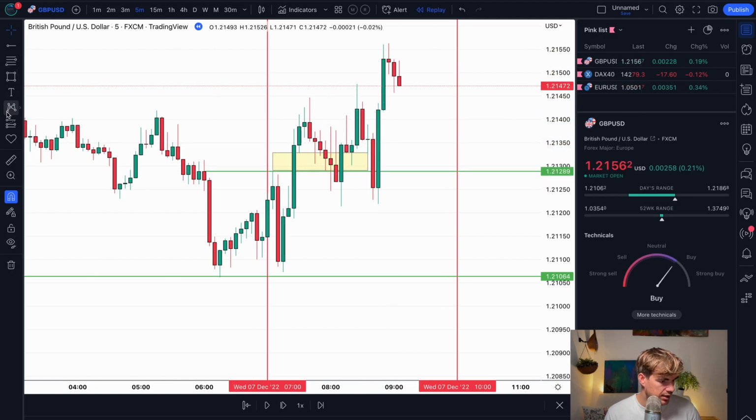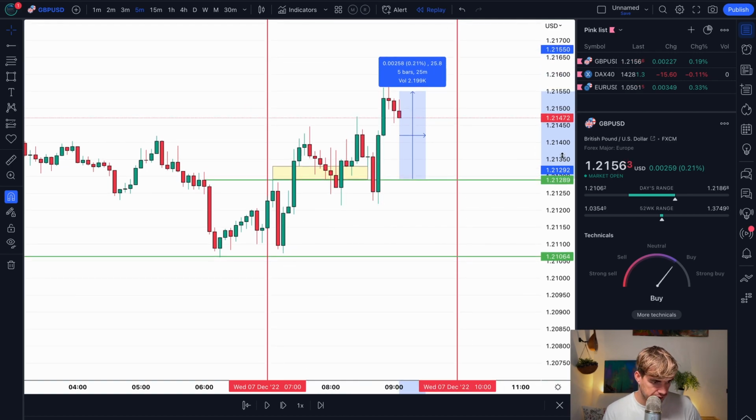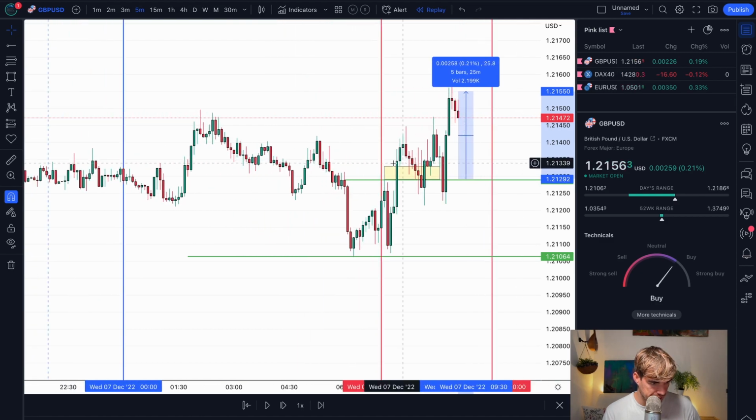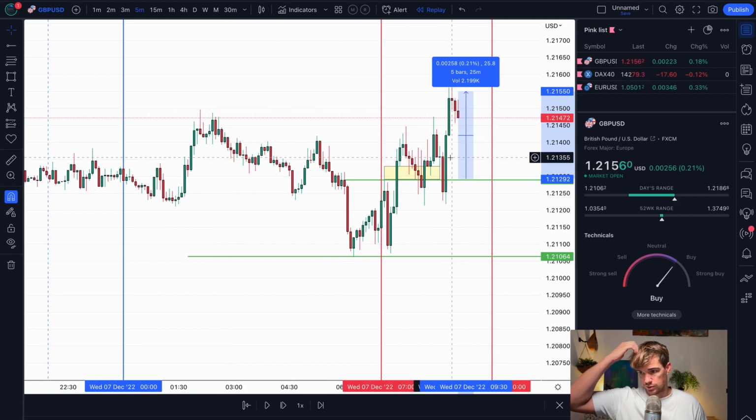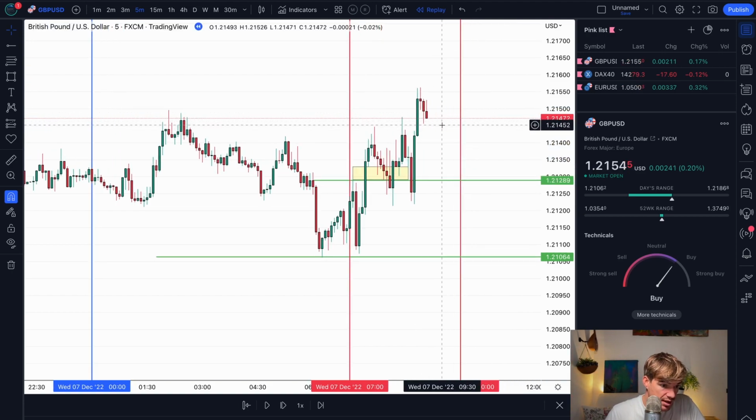That's the wrong one. Let's do a measuring tool. So my entry was there. That move here is 25 pips. I took it up to that swing high there. So you could take it off that swing high, you could take it off that swing high. You can also look on the left side and see what's happening, and that swing high there. These are areas that the algorithm will be pushing towards, taking out stops, buy stops. So that was one trade.